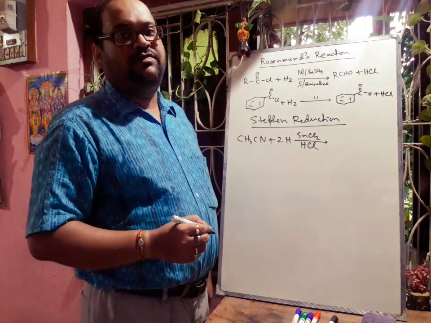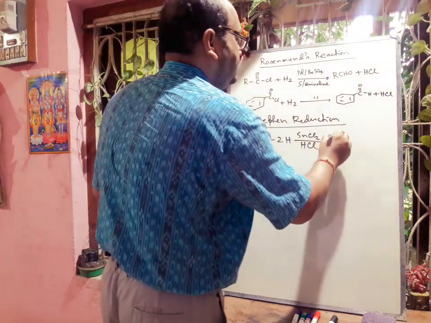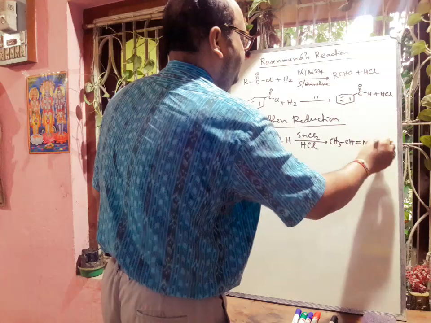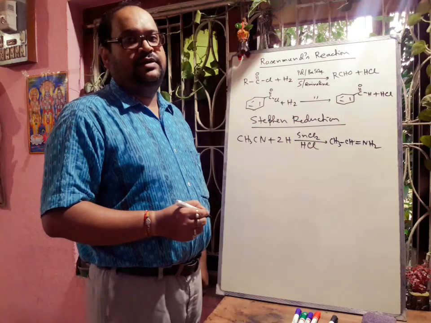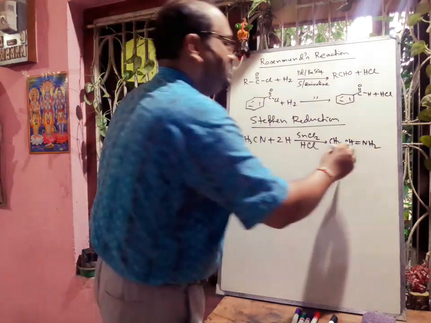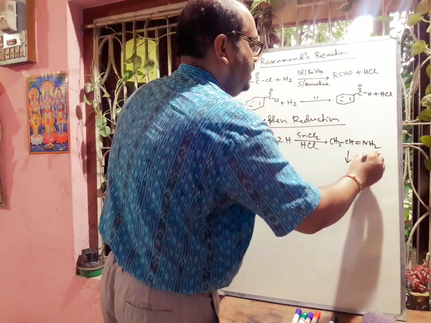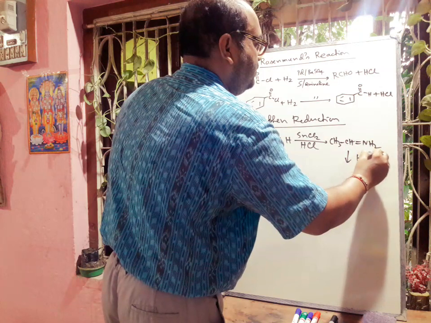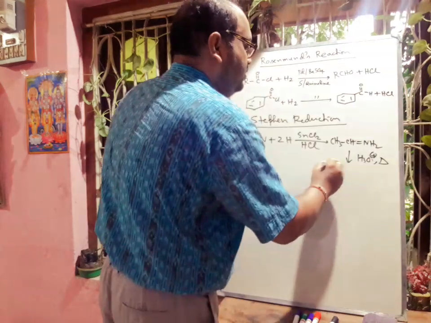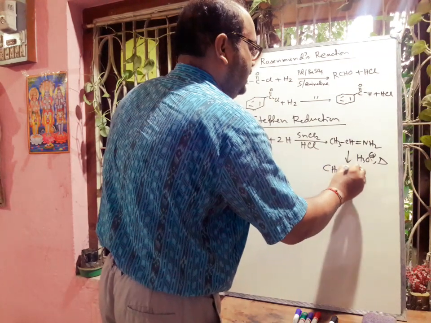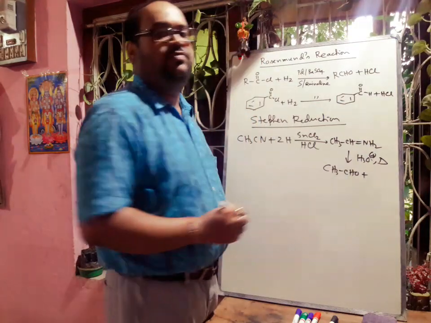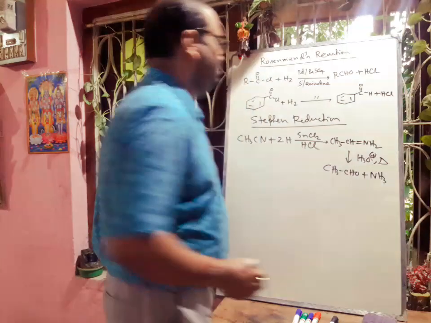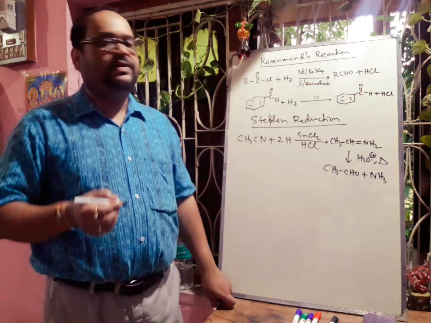So first it will form CH3CH=NH. Then in the next step there will be hydrolysis, H3O+ and heat. That will produce the corresponding aldehyde and there will be formation of ammonia. So this reaction is called Stephen reduction.